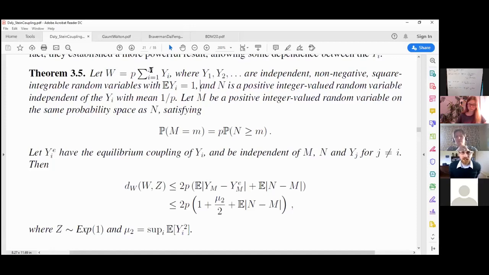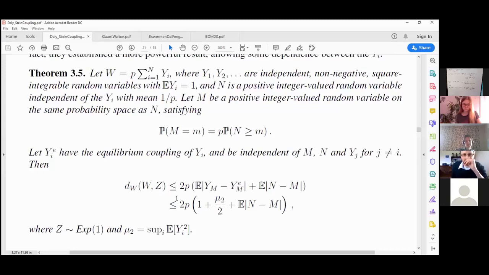But I'm going to relax the assumption that my n is geometric. All I'm going to assume is that n is a positive integer valued random variable, independent of all of these y's, and has mean one over p. So I'm just fixing the mean of that, because then I want to normalize this sum by multiplying by p. So what I've got ends up with mean one, so that I can write down an approximation result where I'm approximating by an exponential with mean one.